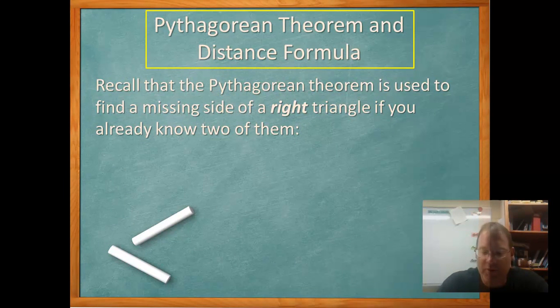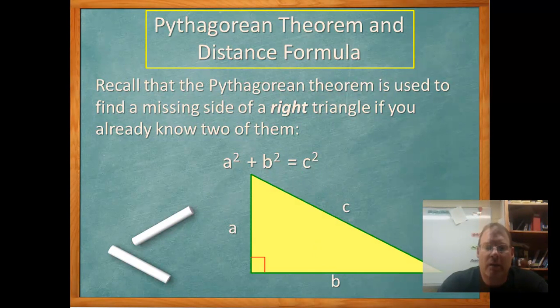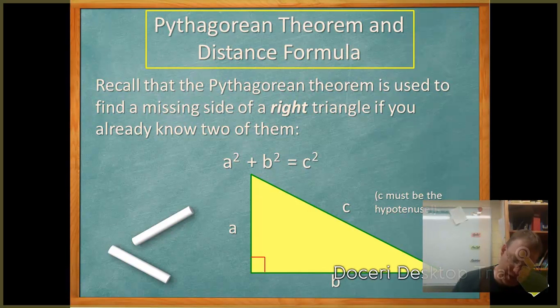And you may remember something like this: a squared plus b squared equals c squared. That is the Pythagorean theorem. The only thing to keep in mind is that c must be the hypotenuse. And again, the hypotenuse is the side that's across from the 90-degree angle.